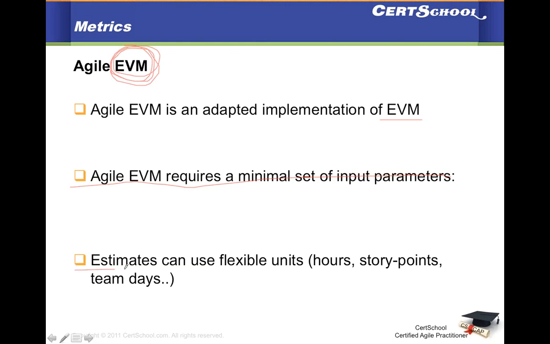And the estimates, when we are talking about estimates here, they are flexible. They can be hours, story points, days, etc. Which is very good about Agile. The units are always flexible, because we are doing a very objective analysis, and they don't have to be in hard dollars. They don't have to be in hard hours. They can just be unitless. Story points are unitless.